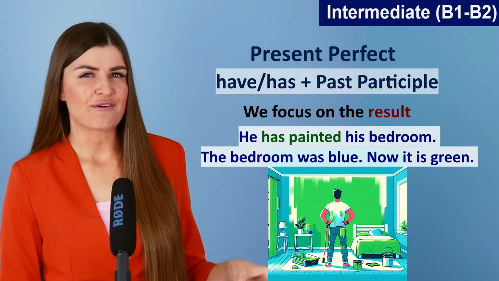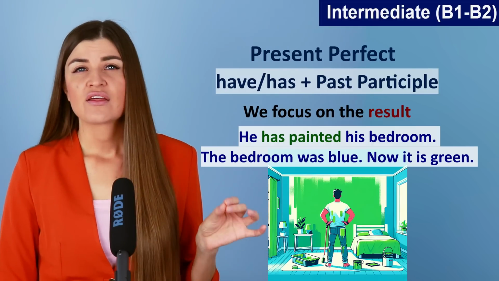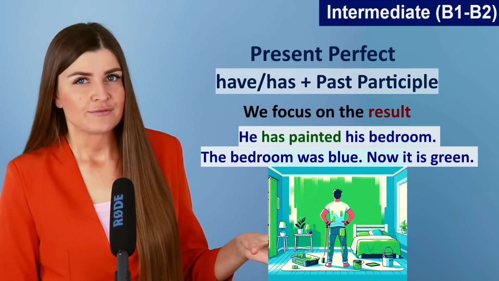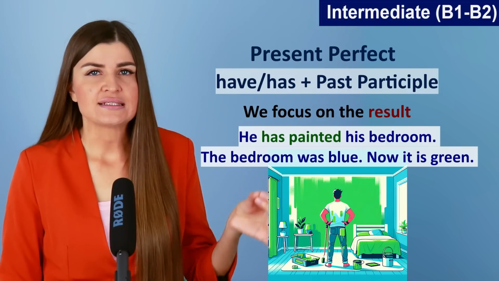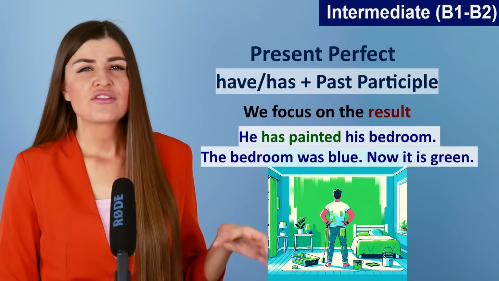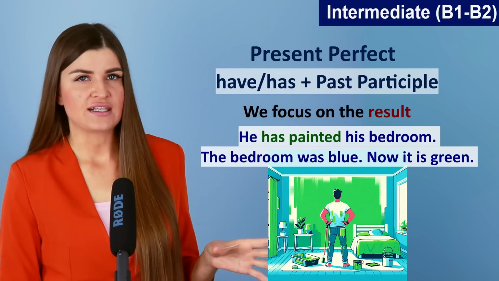Now look at this example. He has painted his bedroom. The bedroom was blue. Now it is green. He has painted his bedroom. Has painted is the present perfect tense. Here, the important thing is that something has been finished.